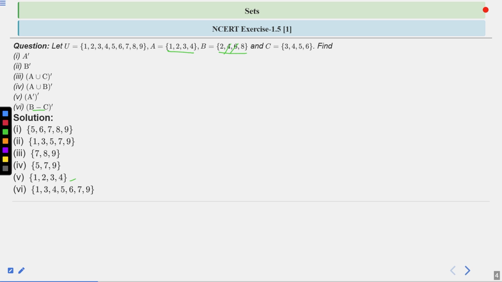Now the complement of B minus C is very simple. Eliminate 2 and 8 from the universal set. So eliminate 2 and 8. You are left with 1, 3, 4, 5, 6, 7, 9. So this set will be your B minus C whole complement. Clear?